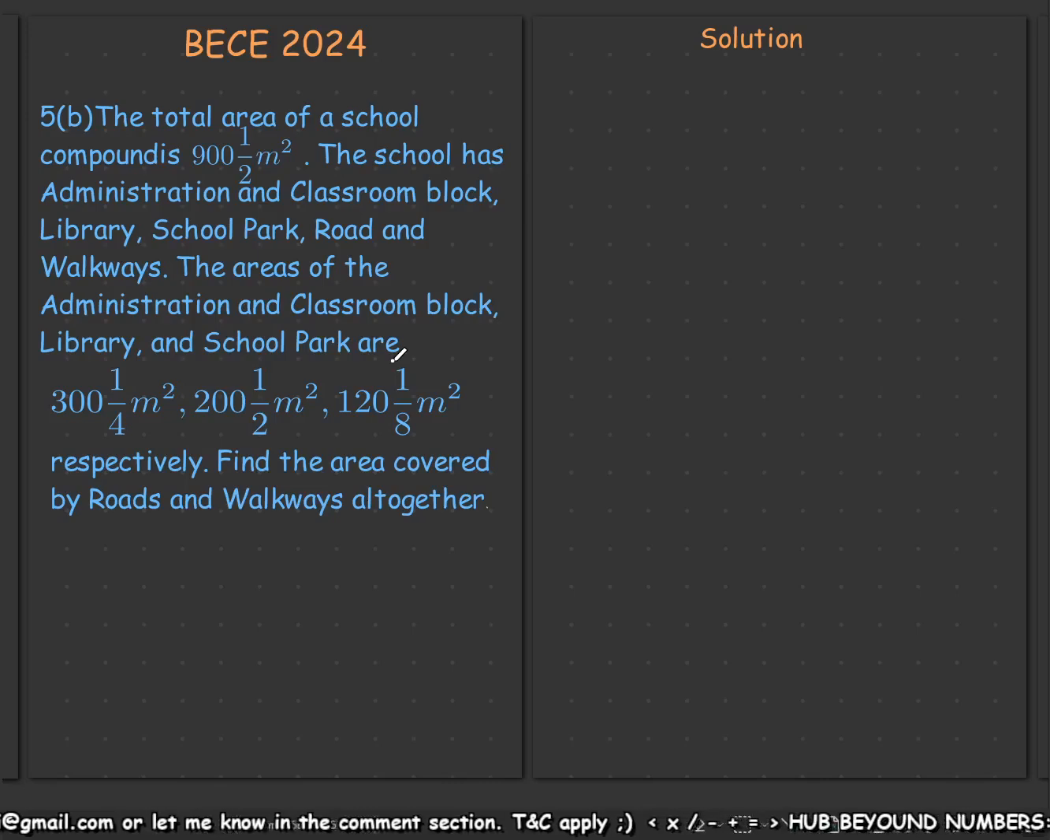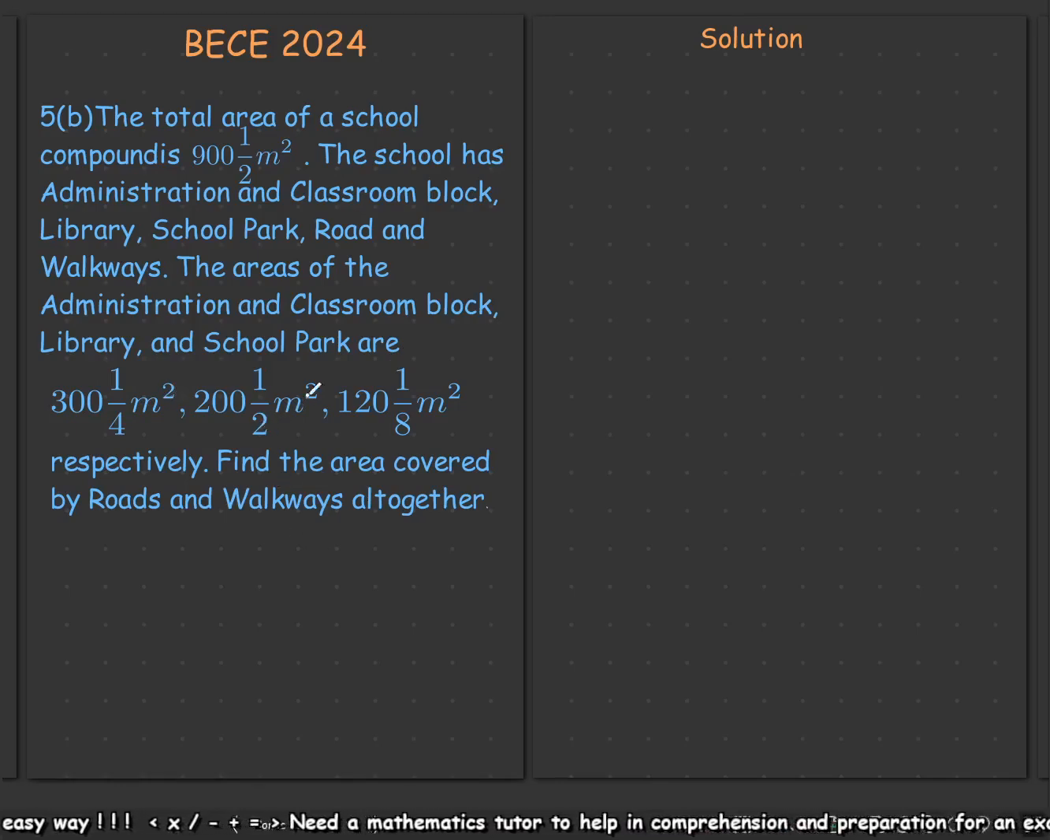As you can see on the screen, it says the total area of a school compound is 900 and a half meters squared. The school has administration and classroom block, library, school park, road, and then walkways. The area of the administration and classroom block, library, and school park are 300 and a quarter meter squared, 200 and a half meter squared, and 120 whole number 1/8 meter squared, respectively. So find the area covered by roads and then walkways all together.